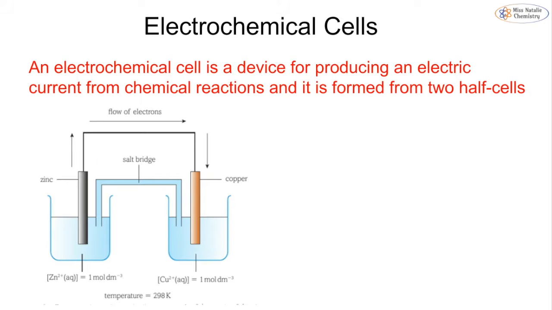So what is an electrochemical cell, first of all? Well, it is a device that produces an electric current using chemical reactions, and it is formed from two half cells. So you can see this looks very similar to the standard hydrogen electrode being connected to the metal, but the biggest difference here is we actually want the electrons to be able to flow, because we're not measuring the difference between the two. We are measuring, do we get a chemical reaction happening here?